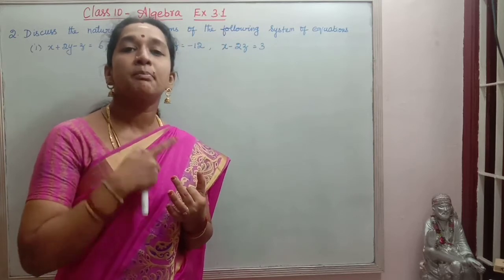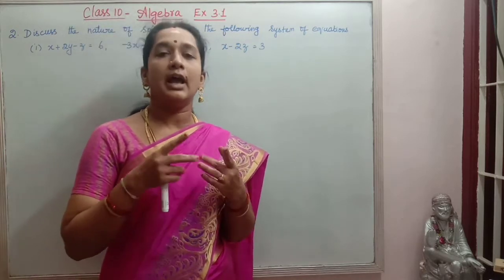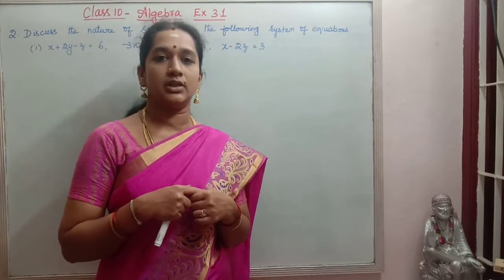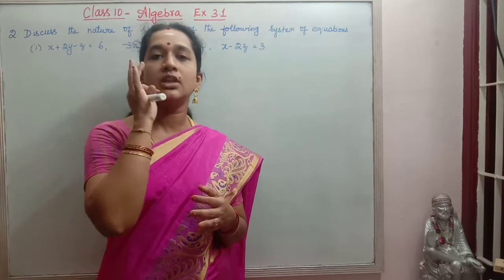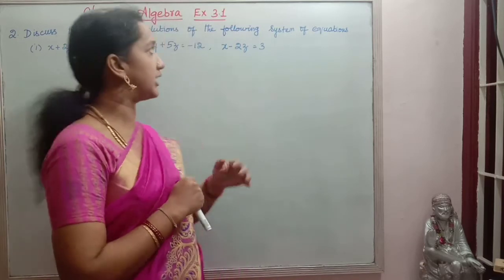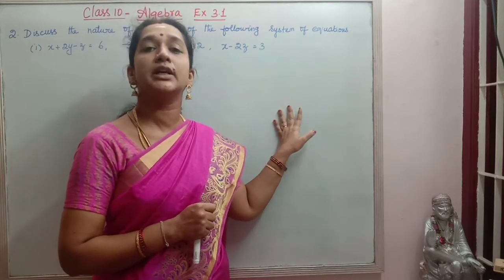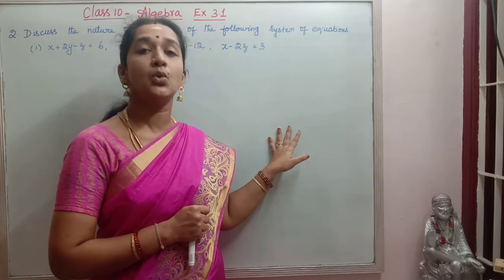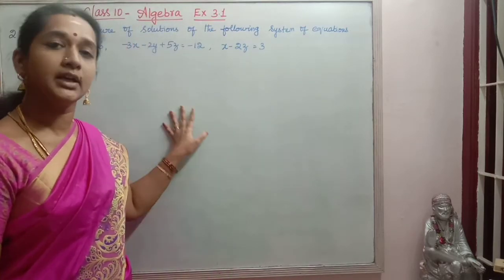Then if they are parallel to each other, there won't be any solution at all. And if they intersect each other at a common point, we will get a unique solution. So these are the 3 conditions we will get when we are discussing the nature of the roots. So now we will see what we are going to get in the given sums.